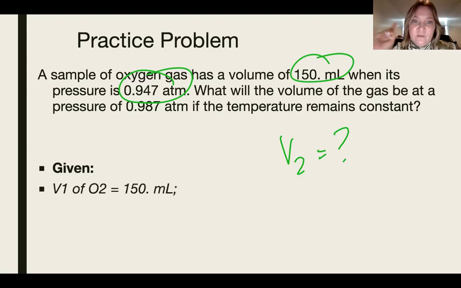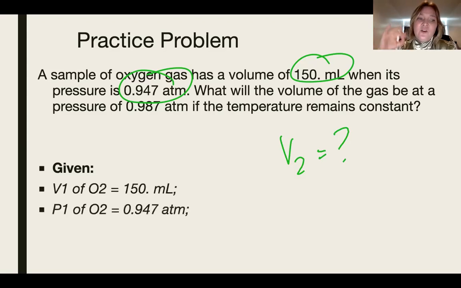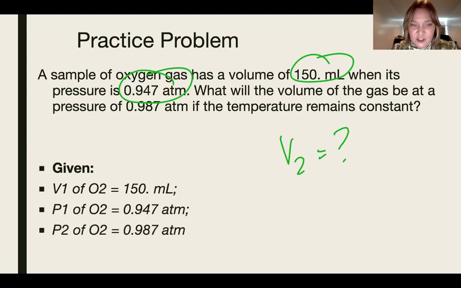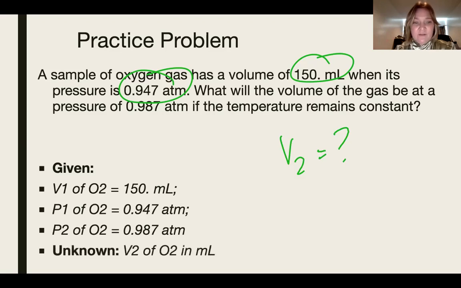So you are given V1 is 150. You're given P1 is 0.947. You're given P2, which is 0.987, and you have to solve for V2. Now, as long as your volumes are in the same unit, and your pressures are in the same unit, you don't have to convert anything. But if I give you liters and milliliters, you pick one of those two to convert so that both of your volume units are the same. And again, both of your pressure units are the same.